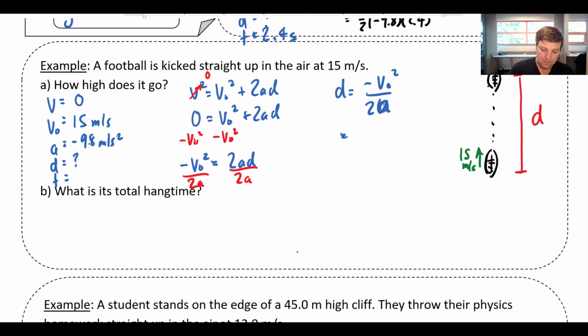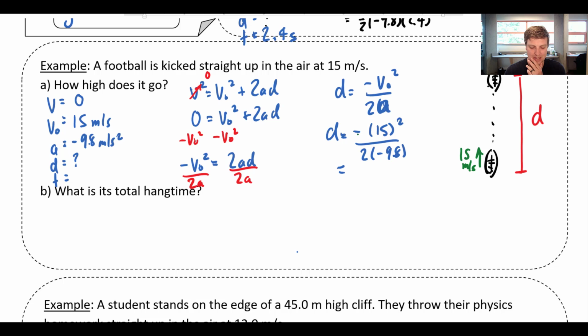And now I can put in my variables. So negative v initial is negative 15 squared over 2 times negative 9.8. Now, again, before you just go and throw this in your calculator, have a think about what kind of number you're expecting. And in particular, be really careful with your positive and negative signs. So I'm actually going to look through here and see what this all means.